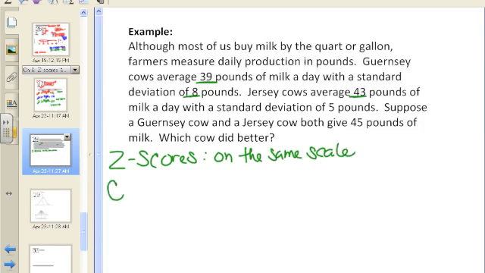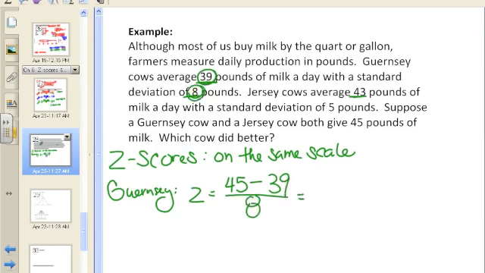All right, so for my Guernsey cow, I'm going to calculate my z-score. Well, it's how they actually did, my piece of data. So my Guernsey cow did 45 pounds. I'm going to subtract x bar, that's my mean. Guernsey cows average 39 pounds, divided by a standard deviation of 8. And when I plug that all in my calculator, I get 0.75. So this Guernsey cow did above average. It's a positive number. Well, how much above average? Well, not quite a whole standard deviation above average. 3/4 of a standard deviation above average.